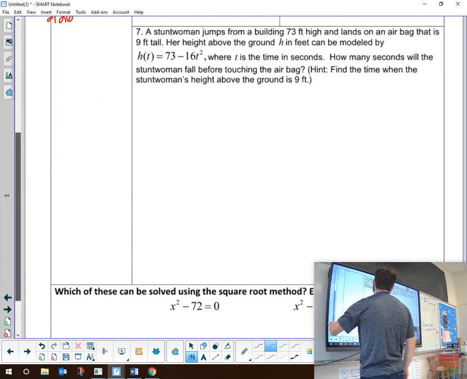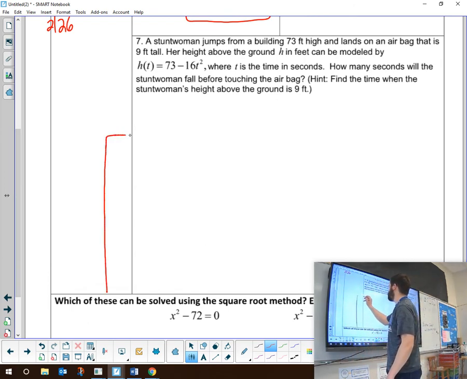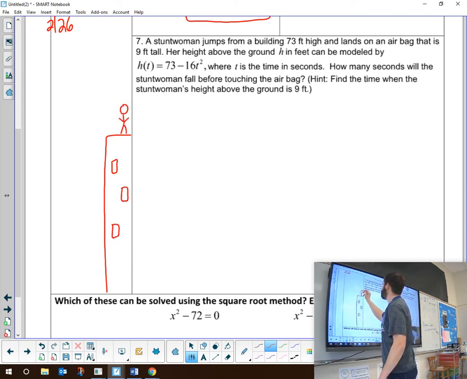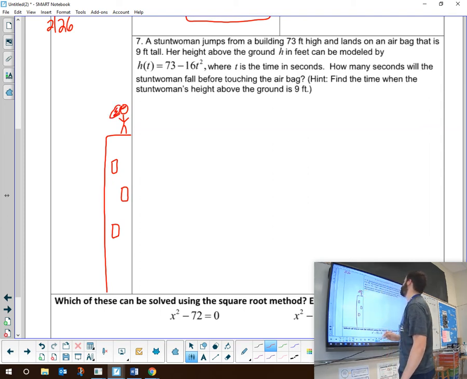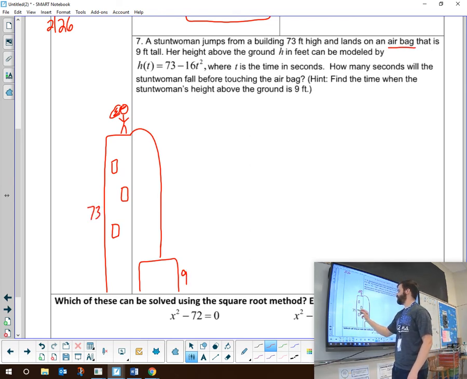So number 7, a stunt woman jumps from a building 73 feet high. So let's draw a building. So here's our building. We got some windows. We got our stunt woman up here. There she is. There's her hair. Okay, so there's our stunt woman. She's going to jump off of this building, and she's going to land on a pad down here to break her fall. Okay. So the building is 73 feet high, and she lands on an airbag that is 9 feet tall. So that's 9 feet here, 73 feet here.